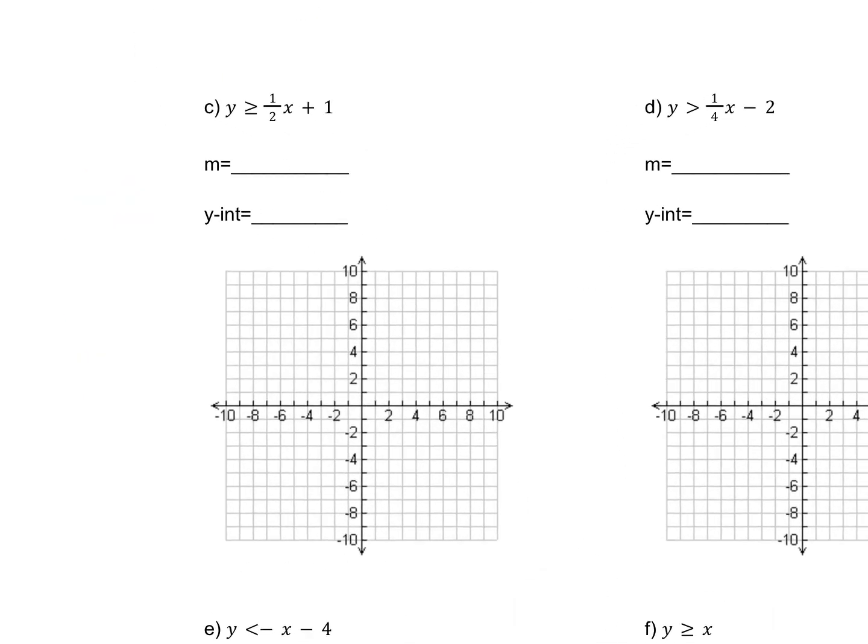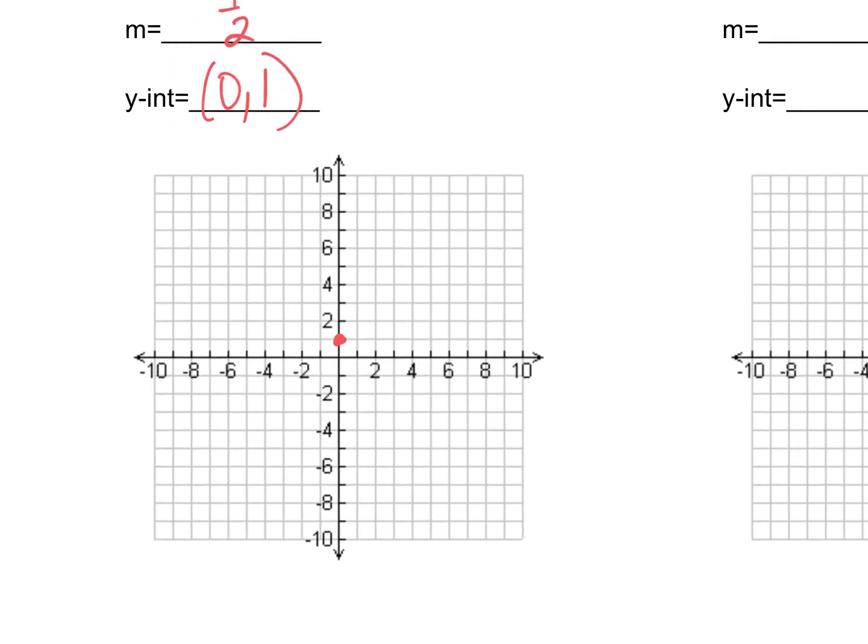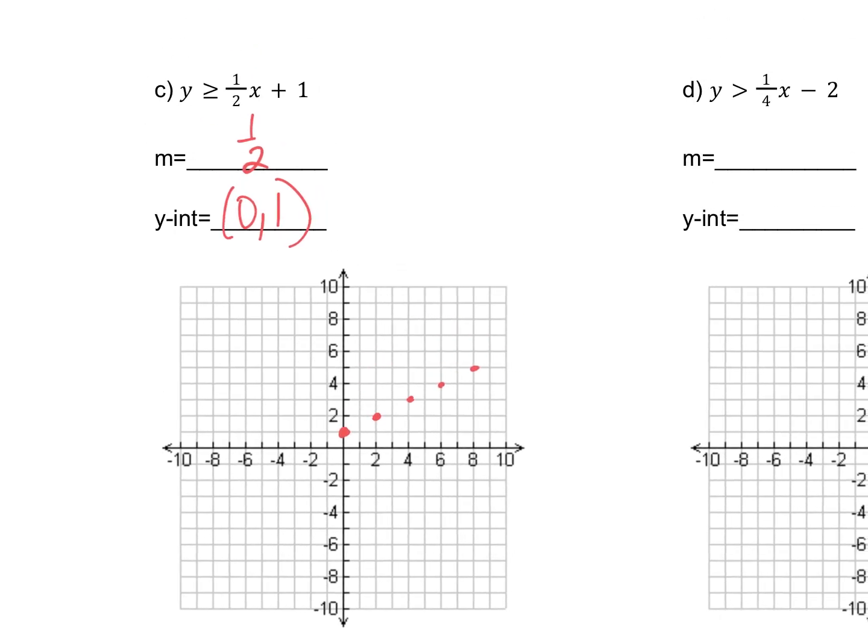All right, let's do another one. So we have our slope is 1/2. Our y-intercept is at 0, 1. So go ahead and start at 0, 1. Slope is 1/2, so up 1/2 a few times. Is this a solid or a dashed line? This would be solid, right? Because the line's underneath. Okay, so let's do our best to make a straight line. It's not great, but it'll do.